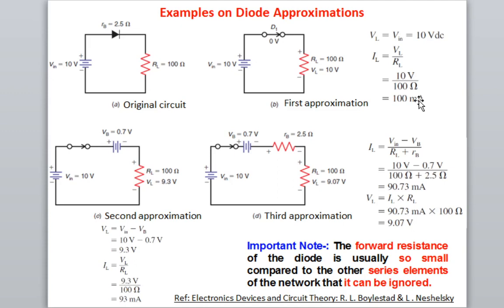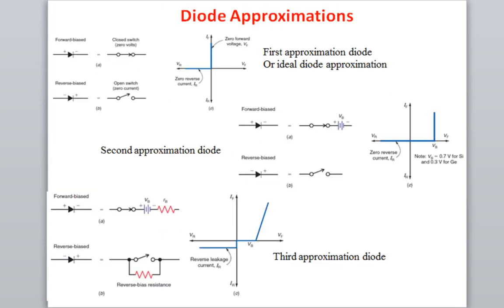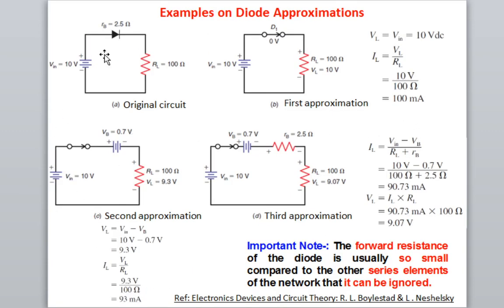So that is why the second approximation has come. In the second approximation, what we have learned is that the diode behaves like a closed switch, but this diode is replaced with a battery, a voltage source, and the value of this battery will be equal to the knee voltage of the diode. Let us assume that this is a silicon diode, it is not written here.